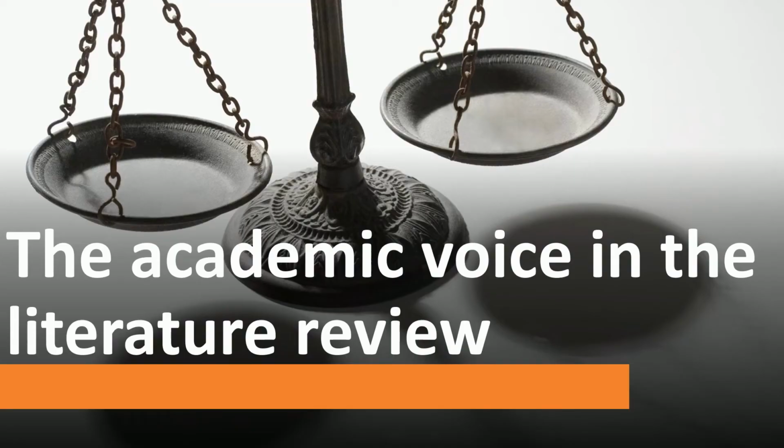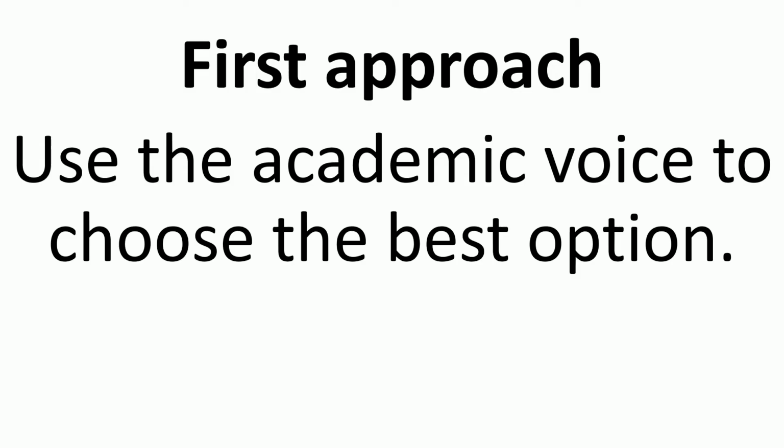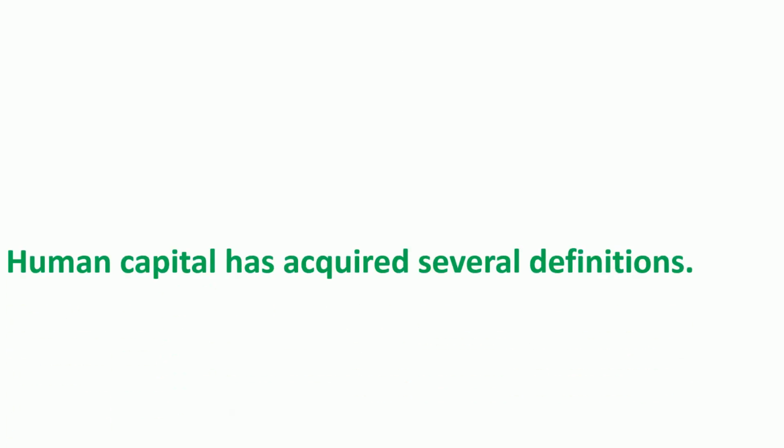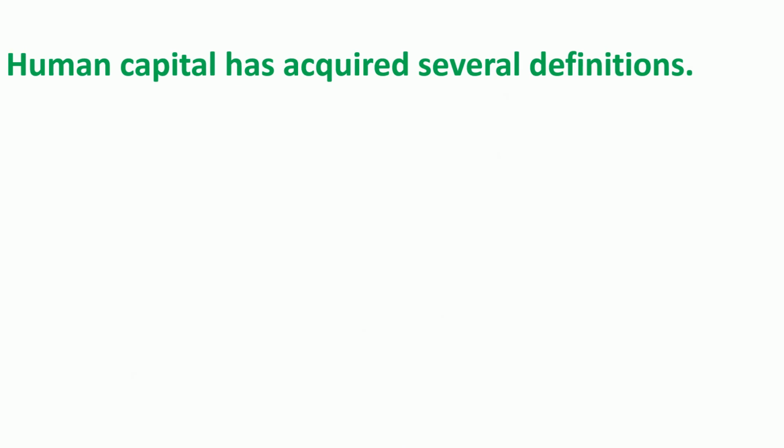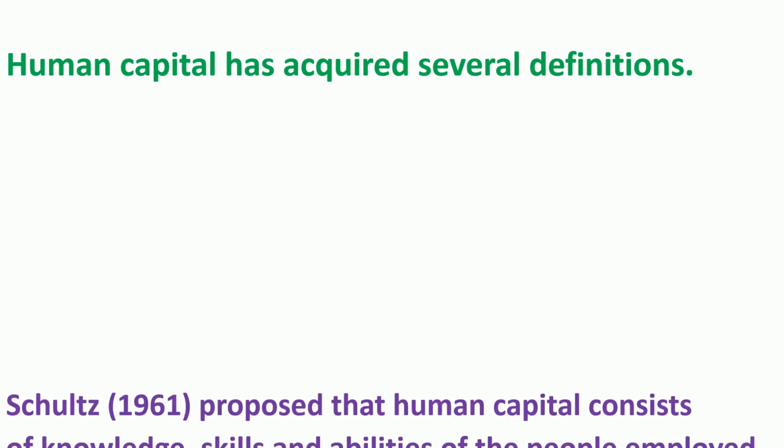Using the academic voice in your literature review. The first approach to do this is to use the academic voice to choose the best option, like we've discussed. So in this scenario, we have a number of definitions, and you'll find within the subjects that we study, there are a variety of definitions for many of the topics. In this situation, human capital has several definitions. So in your introduction sentence, you state that human capital has acquired several definitions.